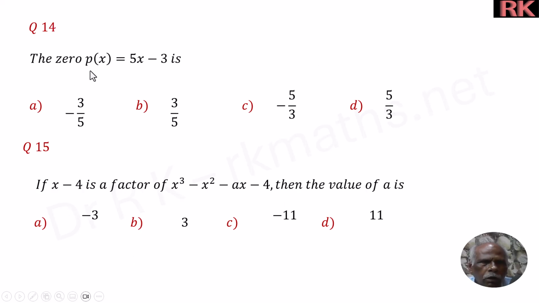The zero of p(x) is equal to 5x minus 3 is, you have to find out. Question number 15. If x minus 4 is a factor of x cube minus x squared minus ax minus 4, then the value of a is, here p(4) is 0. So substitute x is equal to 4, equate to 0, you will get the value of a. Do it, all the best.